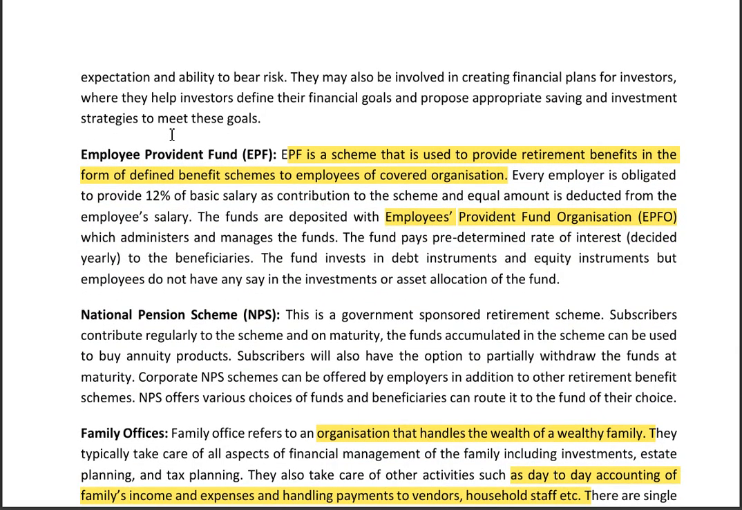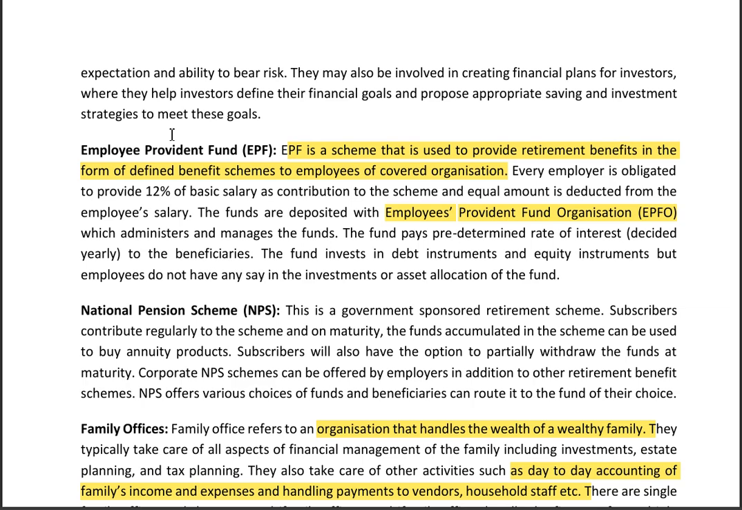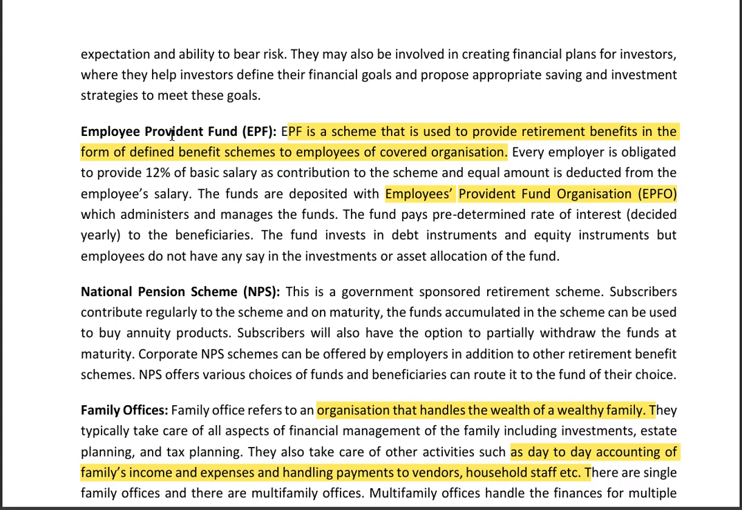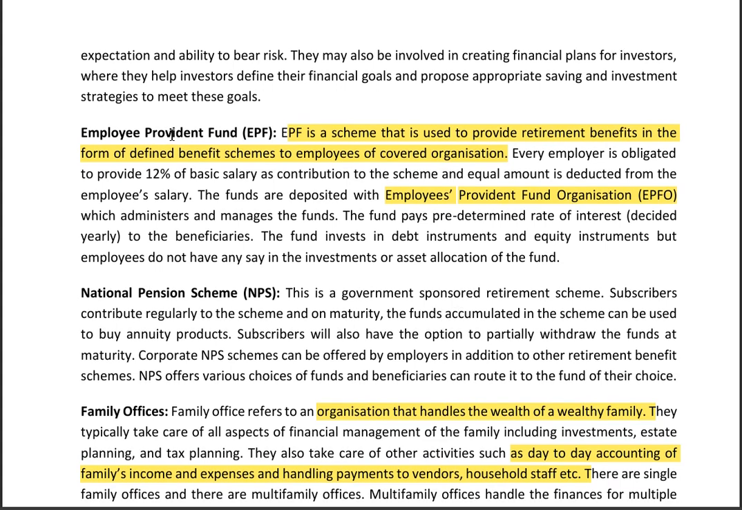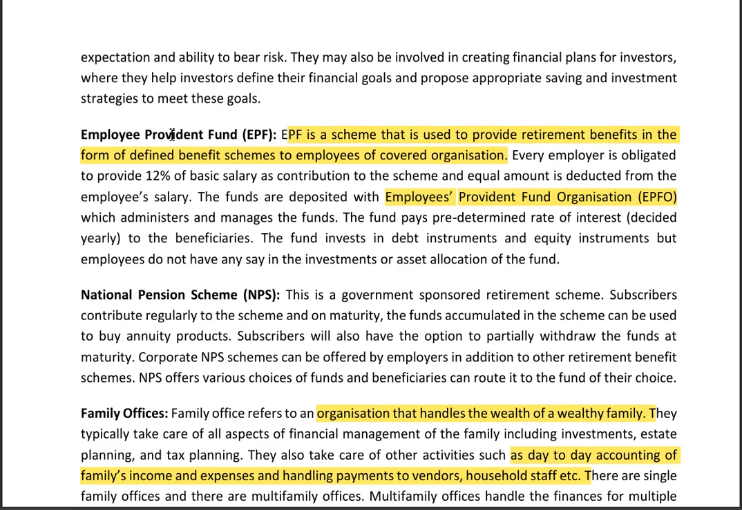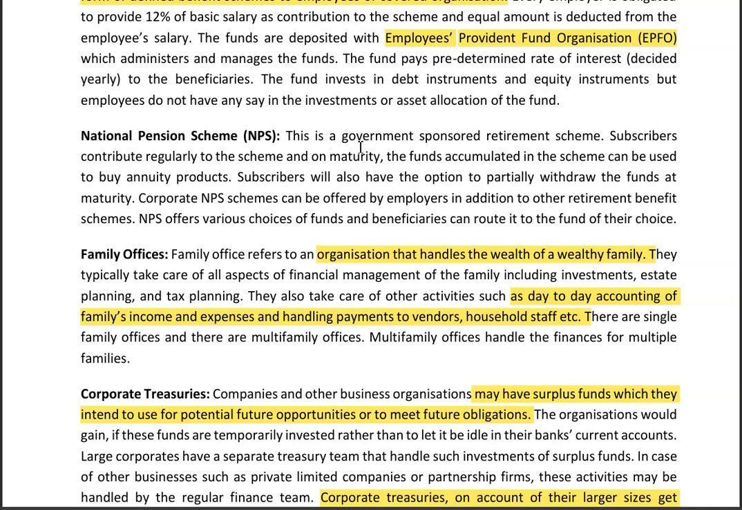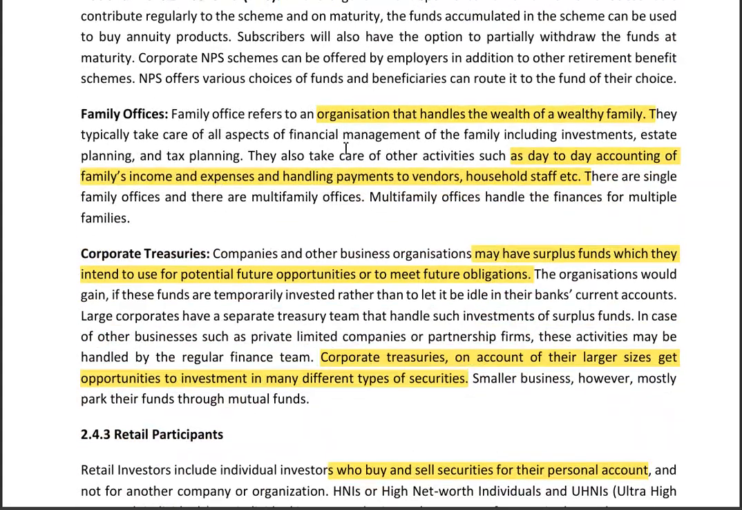EPF is a scheme that is used to provide benefits to the employees. 12% of their salary goes to the employee provident fund. The fund will later invest in some debt funds and they will get it out. And this is a government sponsored retirement scheme, the NPS. It is optional. Those who want to buy the NPS can participate in this.